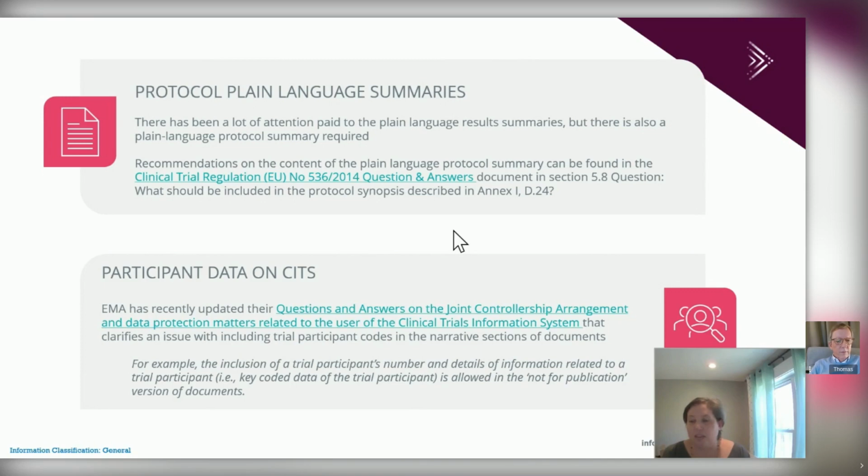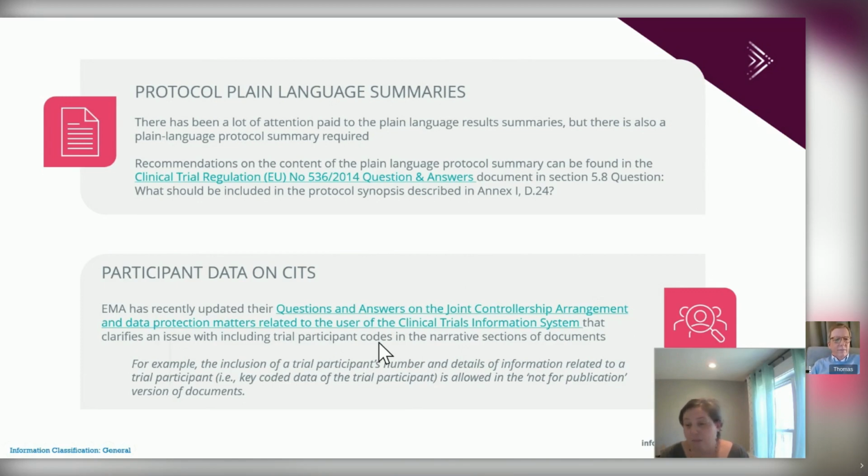to update this document, which is also another good document that you should have on your radar. The title of it is Questions and Answers on the Joint Controllership Arrangement and Data Protection Matters Related to the Use of the Clinical Trial Information System. Yes, that is the whole title of the document. It is one that they will continue to update with guidance as well.